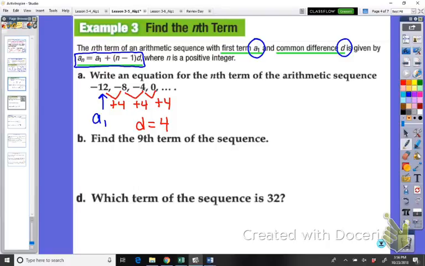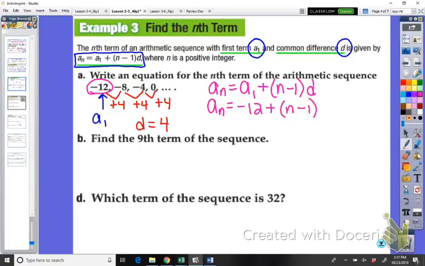So if we look at our equation, it's a sub n equals a sub 1 plus parentheses n minus 1 times d. So we're going to fill in this information. A sub n just stays that way. A sub 1 was the first term in the sequence, which was negative 12, plus n minus 1 stays. The common difference number, we said the pattern increased by 4. And then you just have to simplify this.